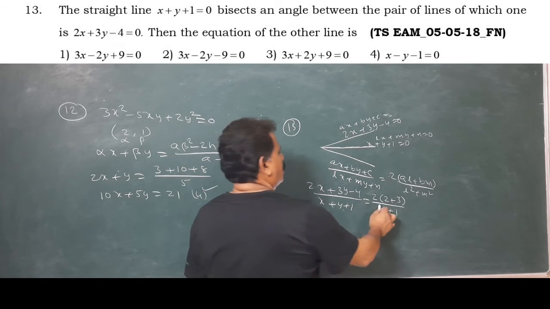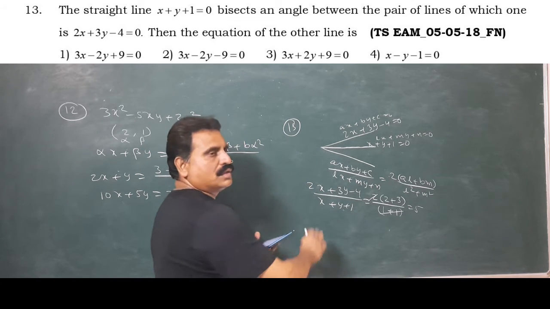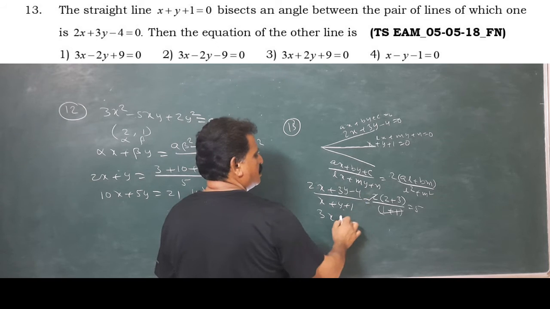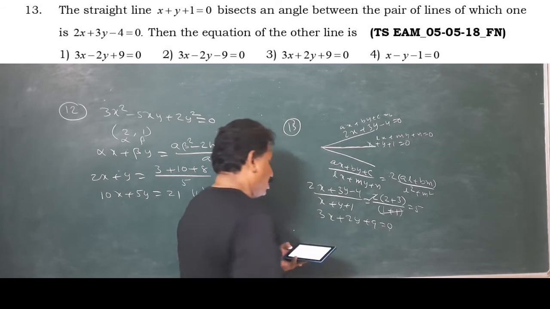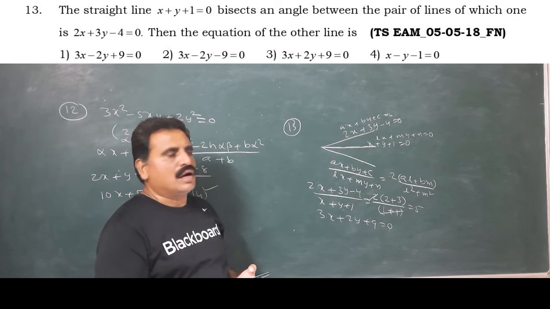2 cancel, that is nothing but 5 by, cross multiplication and simplification: 5x minus 2x, 3x; 5y minus 3y, 2y; 5 plus 4, 9. Equal to 0, 3x plus 2y plus 9 equal to 0, that is option 3.